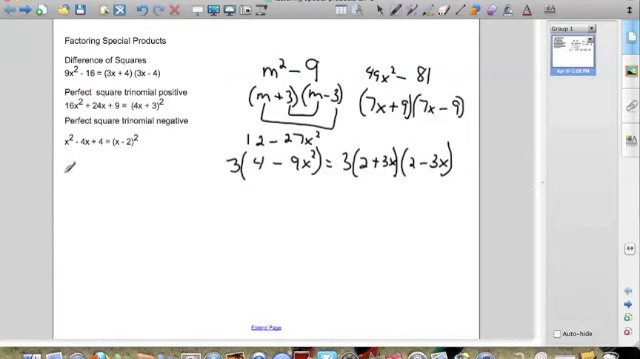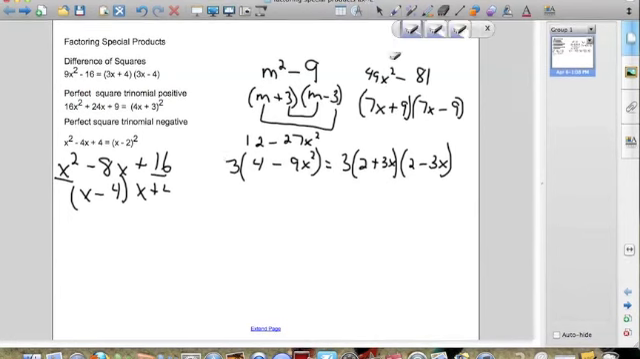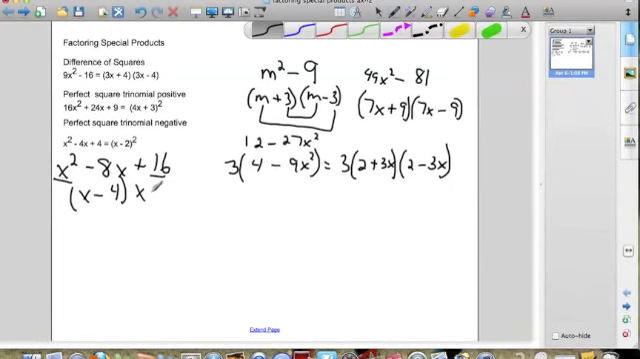Let's say we have something like x squared minus 8x plus 16. Anytime you get a trinomial and the last term and the first term are squares, then you look at whether you're going to get this middle term. In this situation, it's going to be x minus 4 and x minus 4, right?